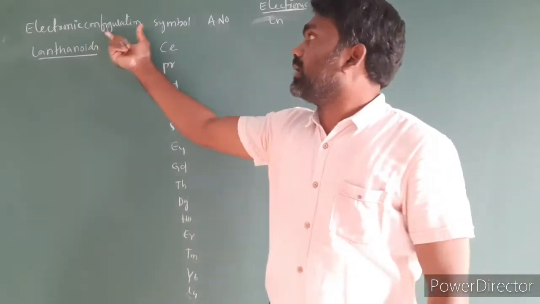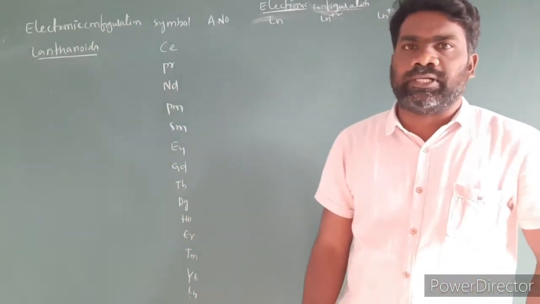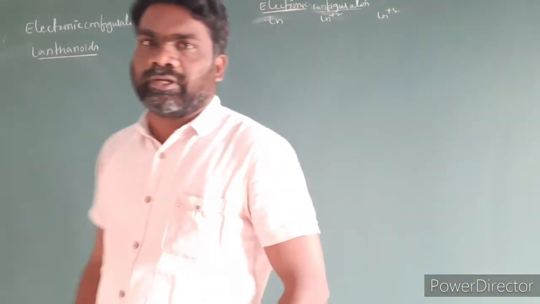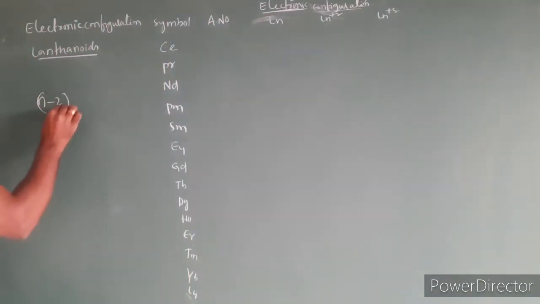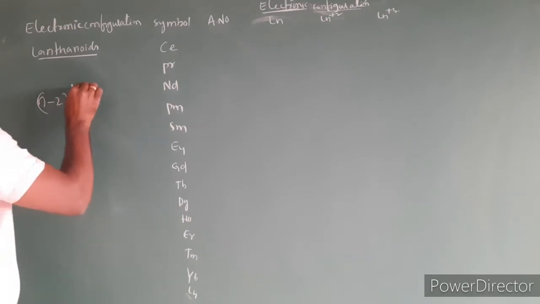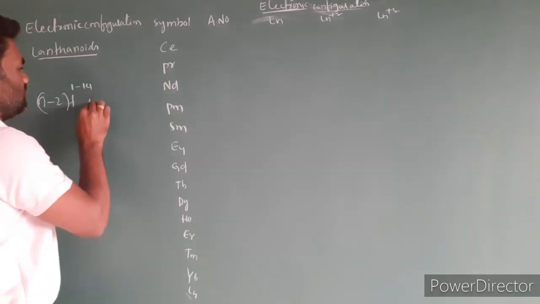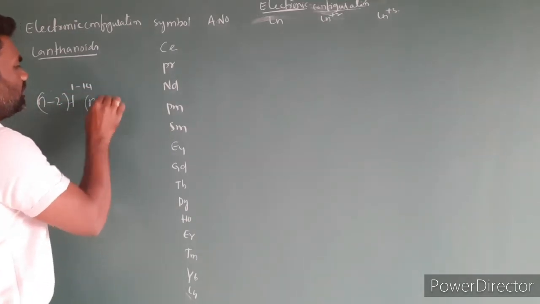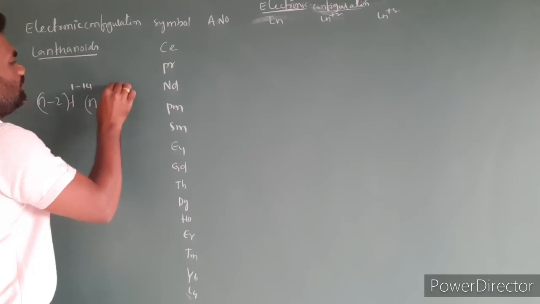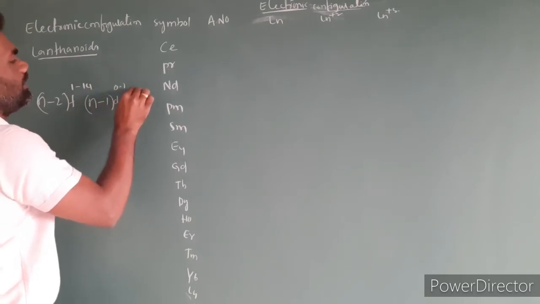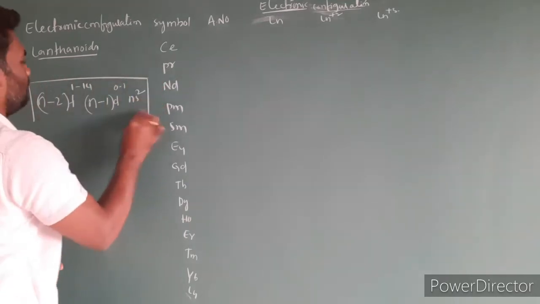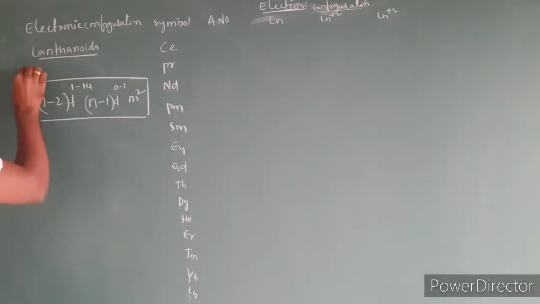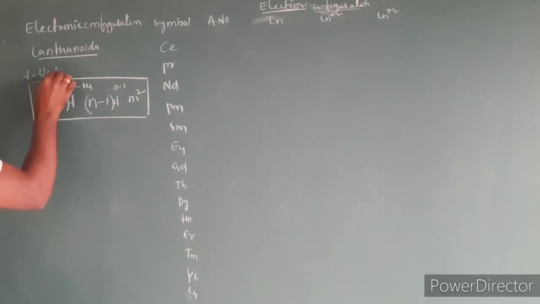Next, the electronic configuration of lanthanides. The general electron configuration of f block elements is (n-2) f 1 to 14, (n-1) d 0 to 1, ns2. So this is the general electronic configuration of f block elements.